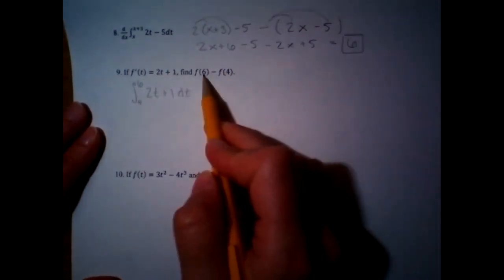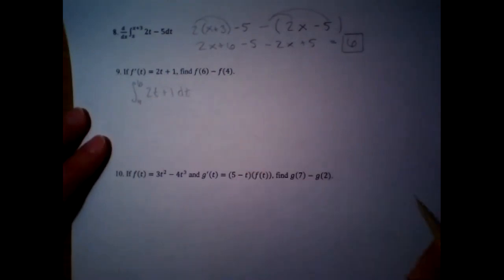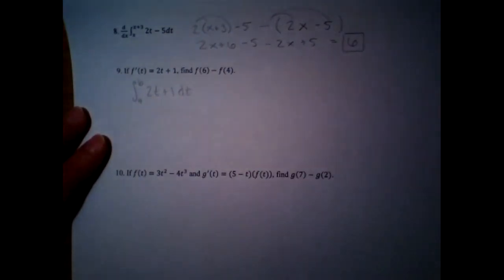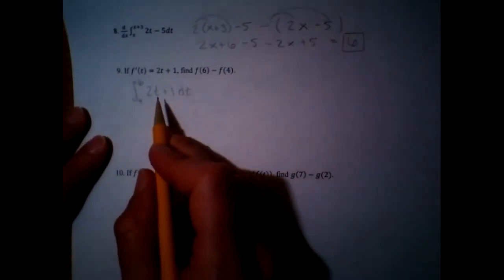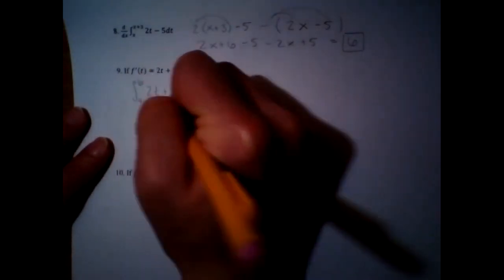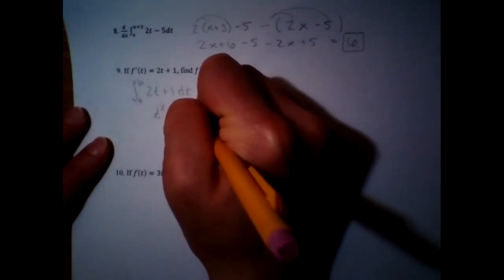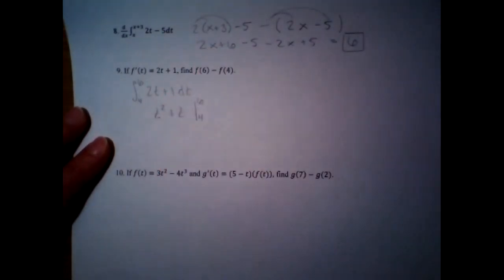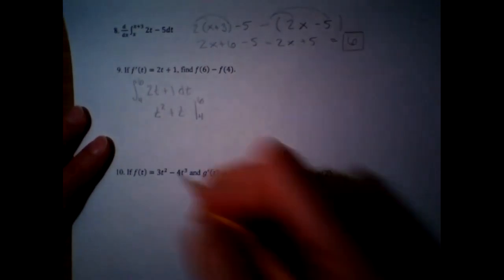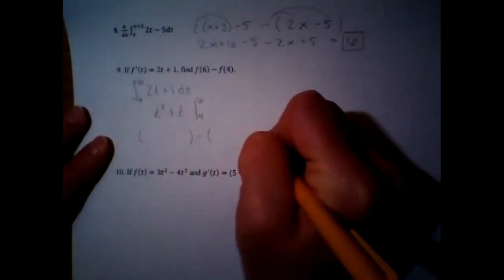So when they ask you for this, this is what they're asking you for. So we're going to do the antiderivative and then upper boundary minus lower boundary. So this antiderivative would be t squared plus t. And again, we're going to do such that 4 to 6, and so we'll do upper boundary minus lower boundary.